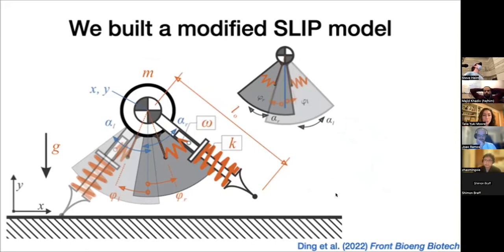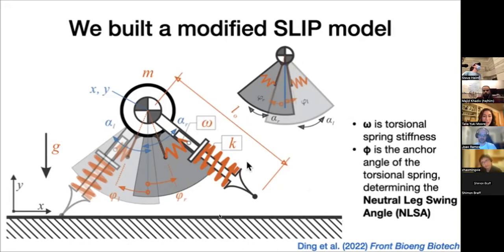The most important characteristics here are omega, the torsional spring stiffness, which you see here, and then phi, which is the anchor angle of the torsional spring. So this is the anchor of that torsional spring, and the angle of that with respect to the center line is what we're going to be calling the neutral leg swing angle. And that's really important, as you'll see in a minute.